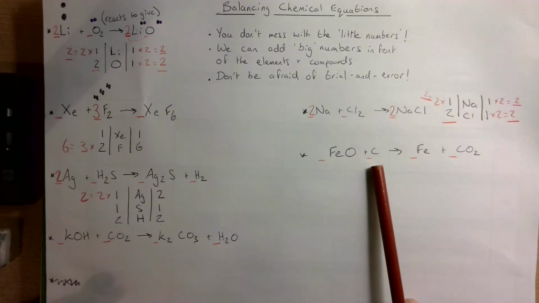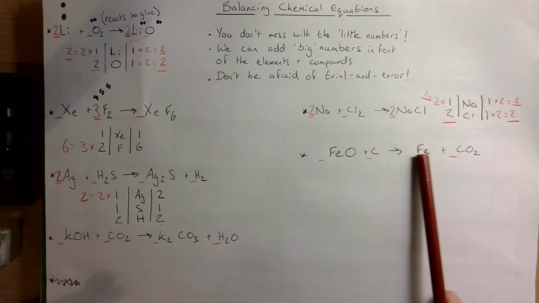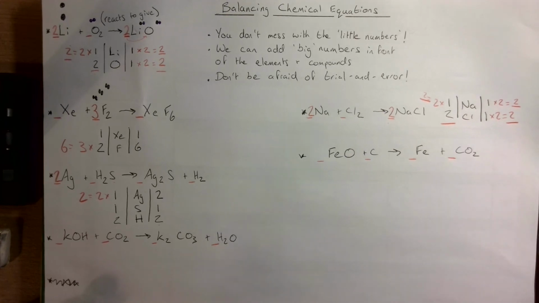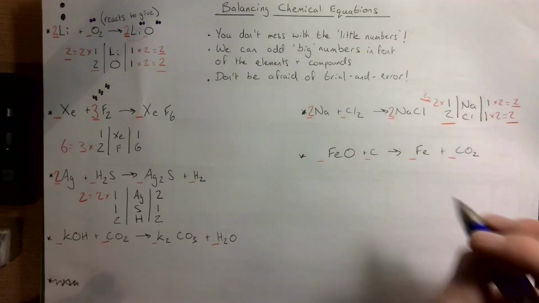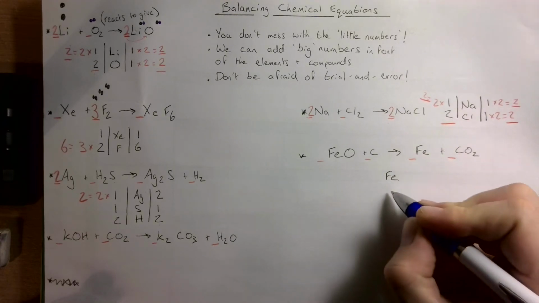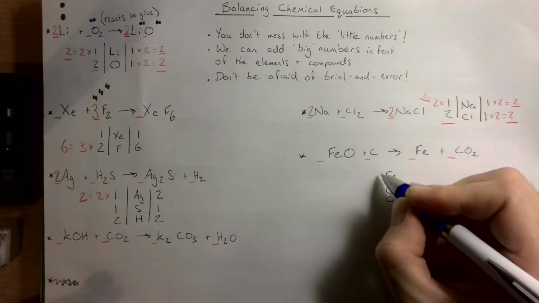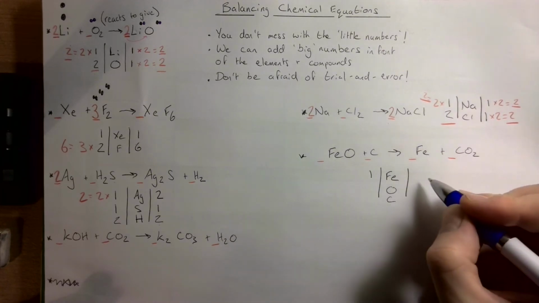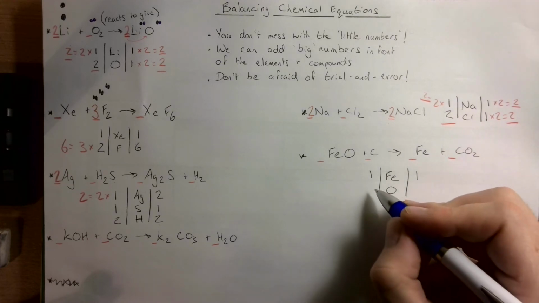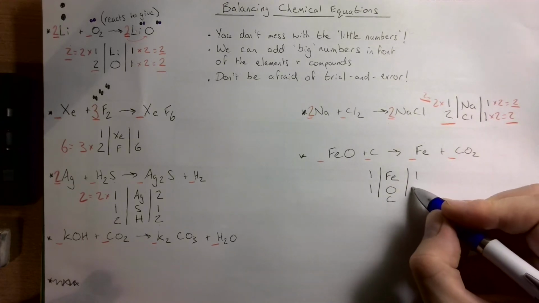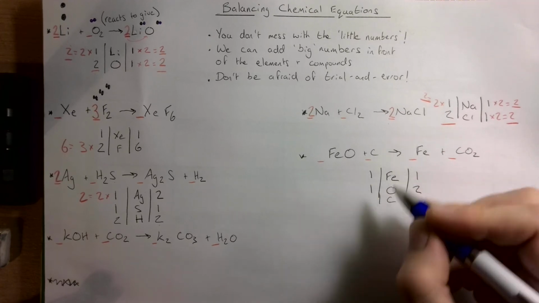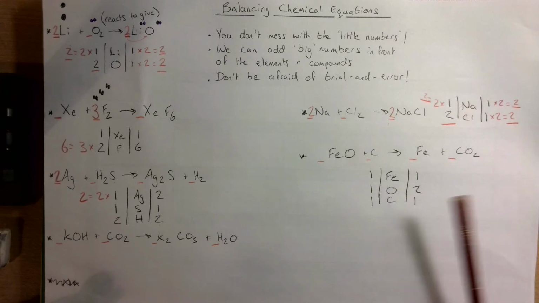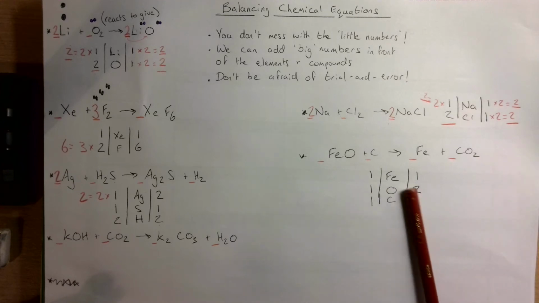Iron oxide and carbon react to give iron and carbon dioxide. Pause the video now and have a go. Welcome back. We have got iron, we've got oxygen, we've got carbon. On the left we've got one iron, and on the right we've got one iron. On the left we've got one oxygen, and on the right we've got two oxygens. On the left we've got one carbon, and on the right we've got one carbon. So, I'm going to need to deal with this unbalanced oxygen first, aren't I?